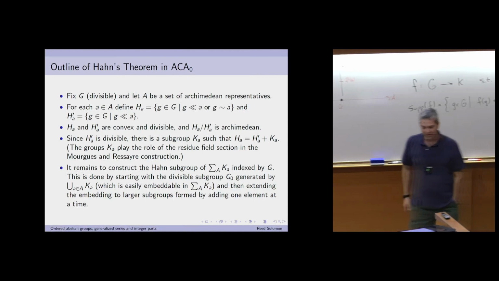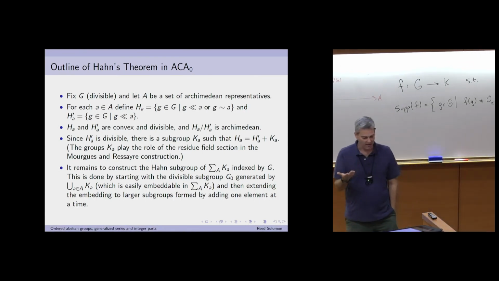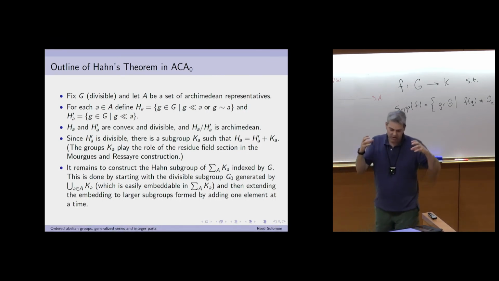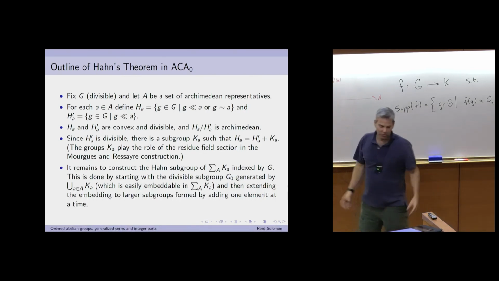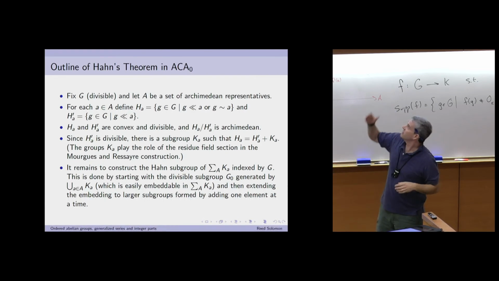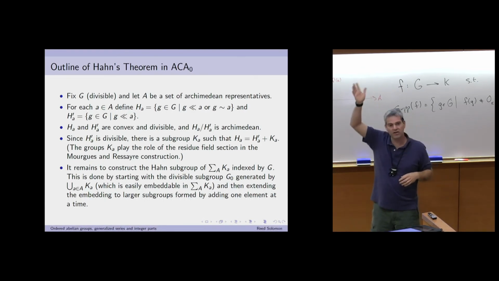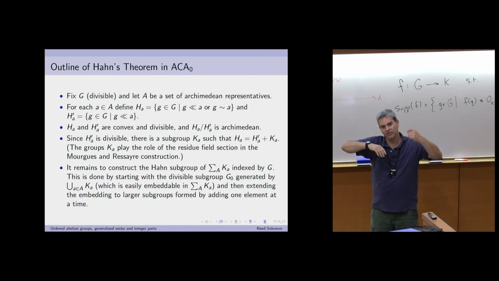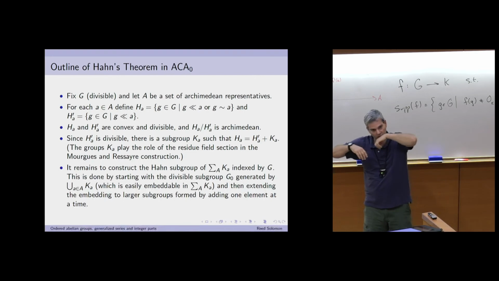So then it remains to do the construction to construct this Hahn subgroup. And as I said, you start by taking the divisible subgroup generated by these K sub A groups, and then the things that weren't in the subgroup generated by that, you add them one at a time. And the reason why we could get this to all work in ACA naught is that we could fix all of these groups and this information up front at the beginning and not have to generate it as we went, which is how the original construction went.